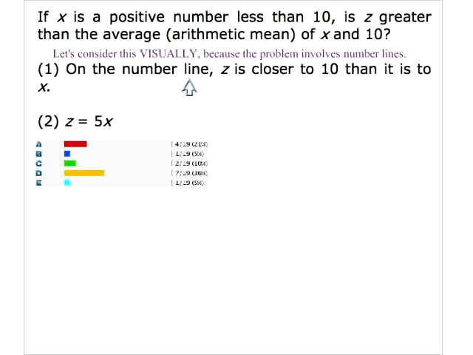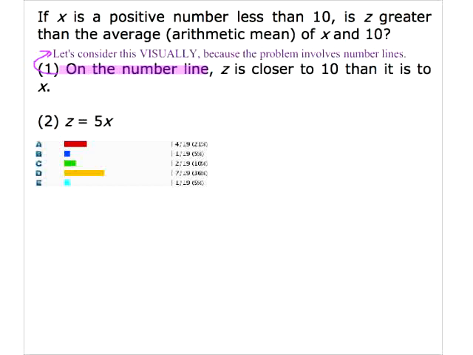But we've got a number line here. So because the problem involves a number line, it's a good idea to take an overall visual-based approach to the first part of the problem. So there's a takeaway here.